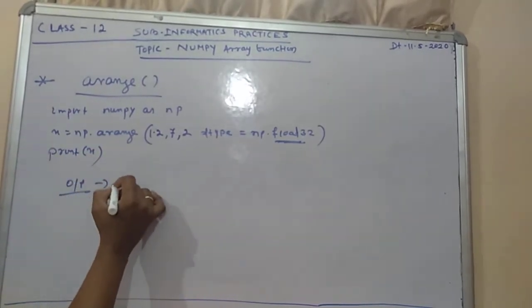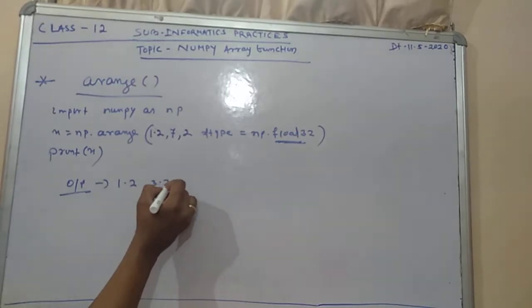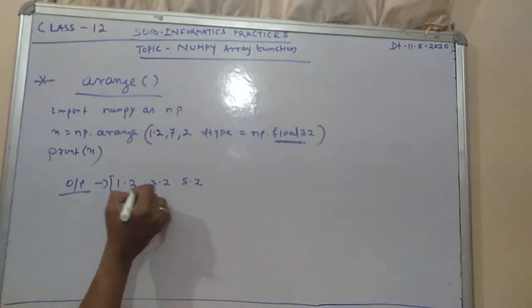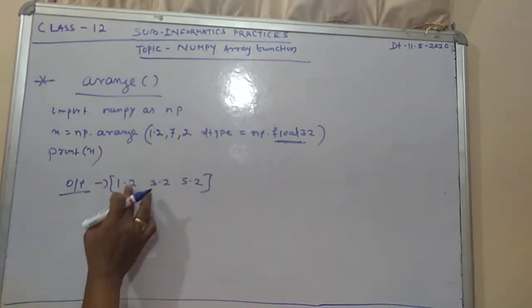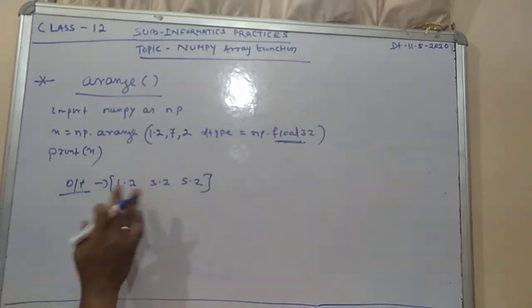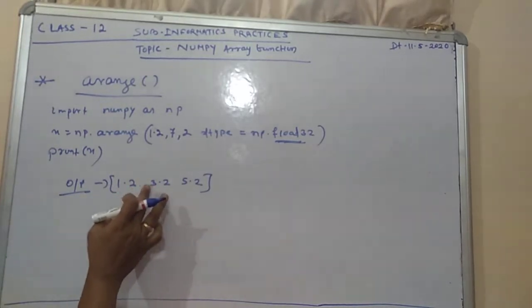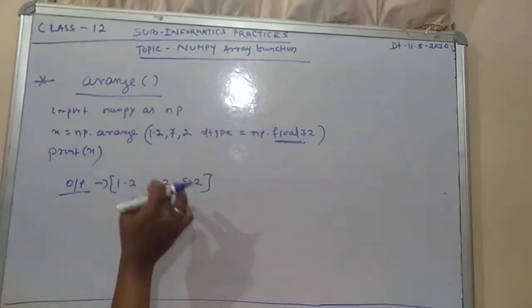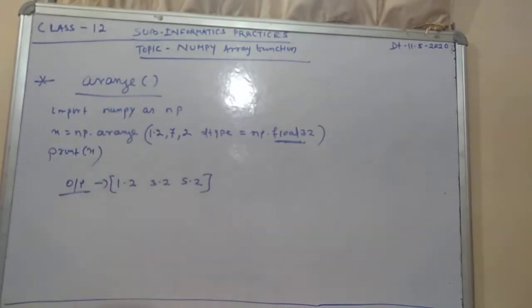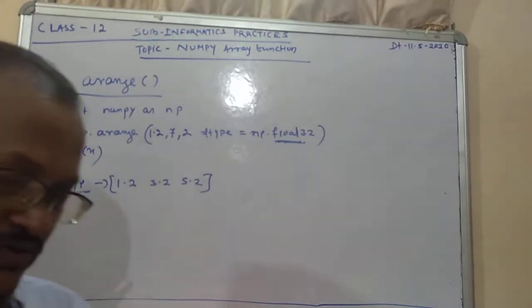Look here. This is 1.2, 3.2 and 5.2. It will go up to 5.2, so the difference is 2. Suppose in this case, 1.2, 3.2 and 5.2: 3.2 minus 1.2 is 2, and 5.2 minus 3.2 is also 2. The difference is 2. It is already written in your copy notes.